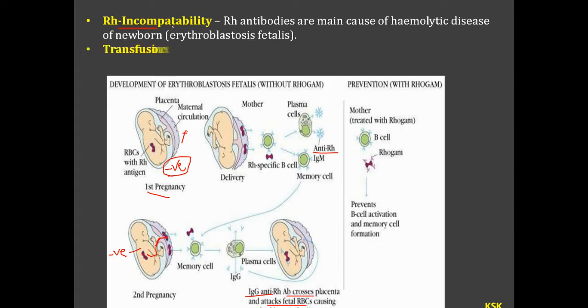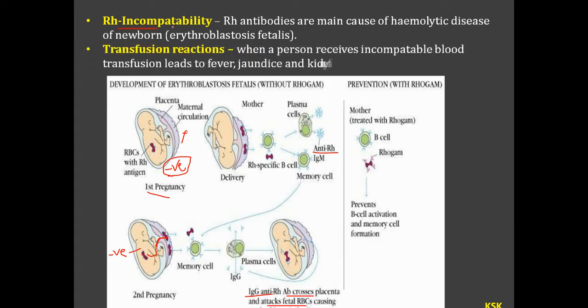Similarly, another well-known example is the transfusion reaction. This is also a well-known reaction that occurs when a person receives an incompatible blood transfusion. Suppose a person has A blood group and receives blood from the B blood group, or vice versa. If a B person receives the A blood group, similarly with AB.